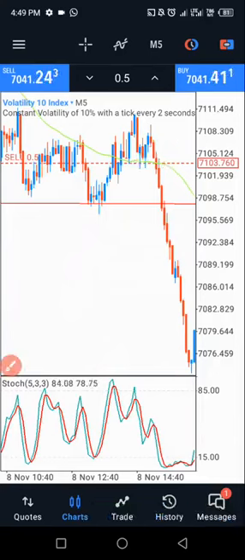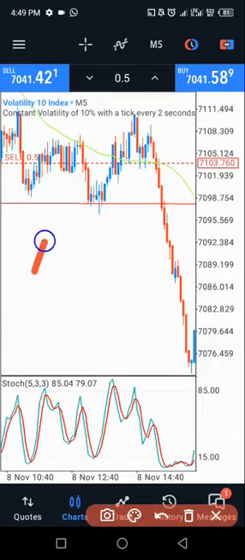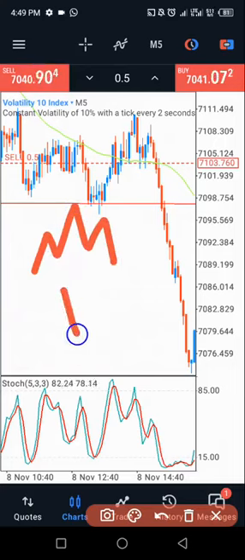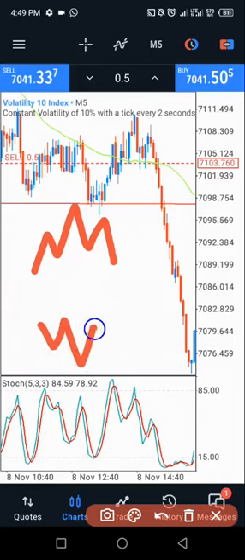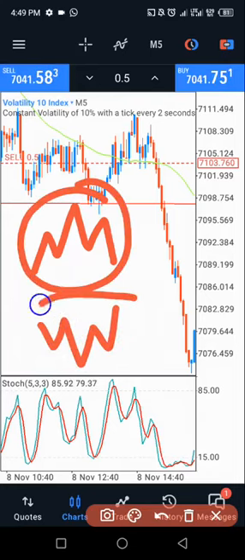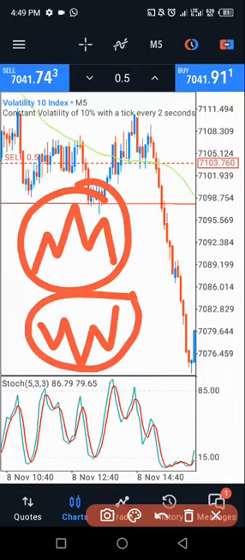Now remember, in my previous video I talked about the head and shoulder pattern. All right, and then I also talked about the inverse head and shoulder pattern. All right, so this is the head and shoulder pattern here. This is the reversal for it.